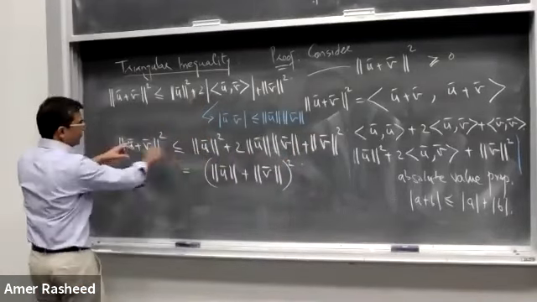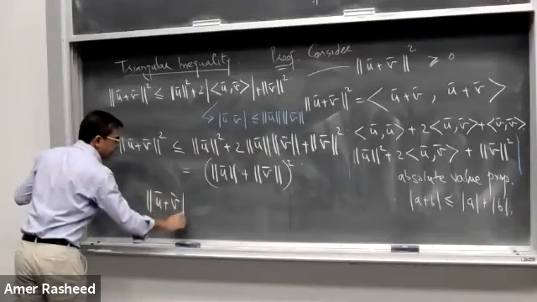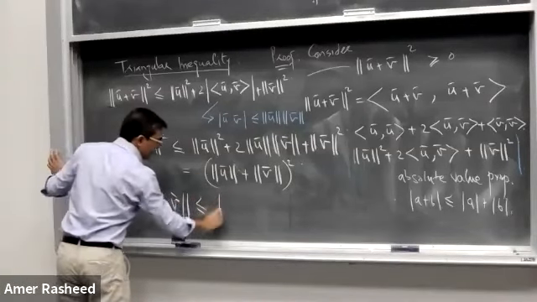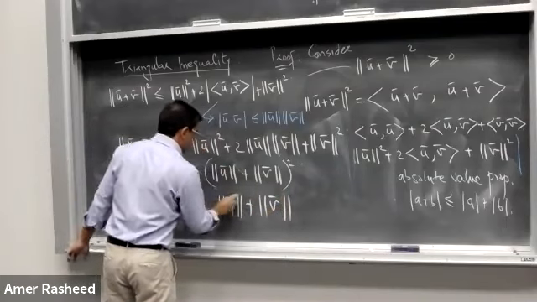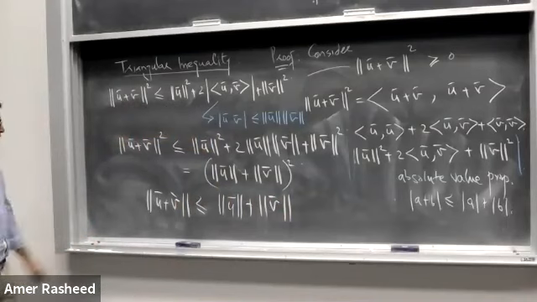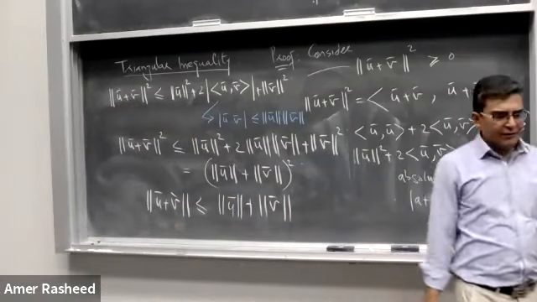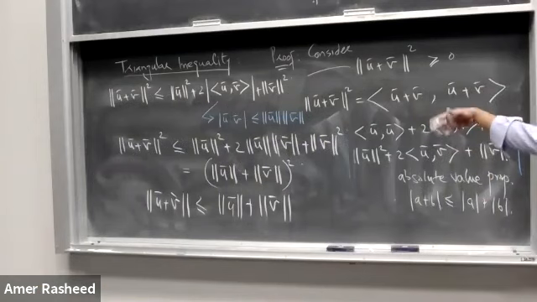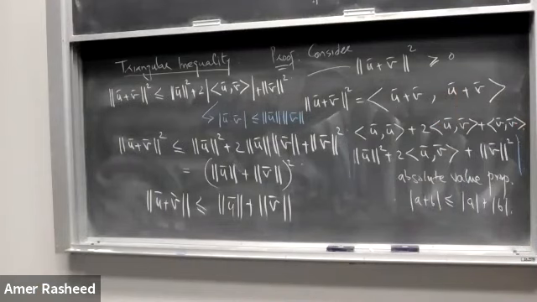Now taking the square root on both sides, what do we obtain? The norm of u plus v is less than or equal to the norm of u plus the norm of v. This is the required triangle inequality. I hope you get it. If you have any question, you can ask me. You can have a look at this proof, and if you have any confusion, you can ask me.